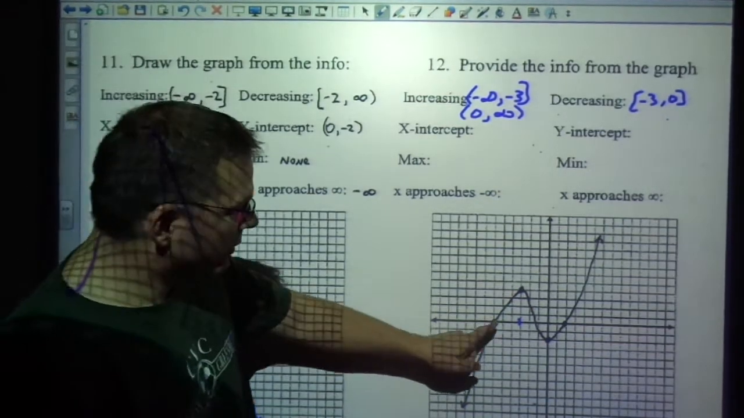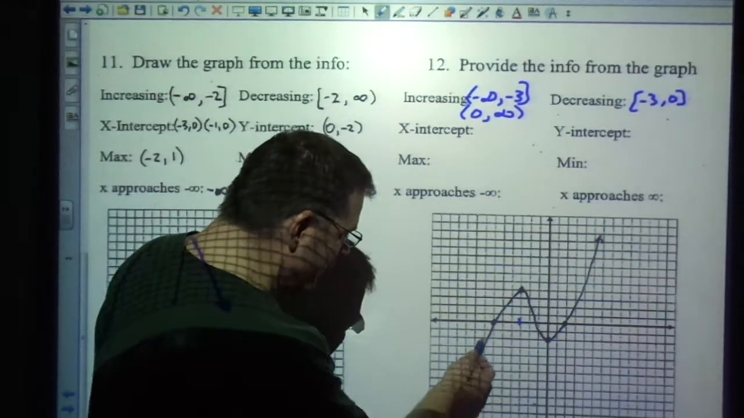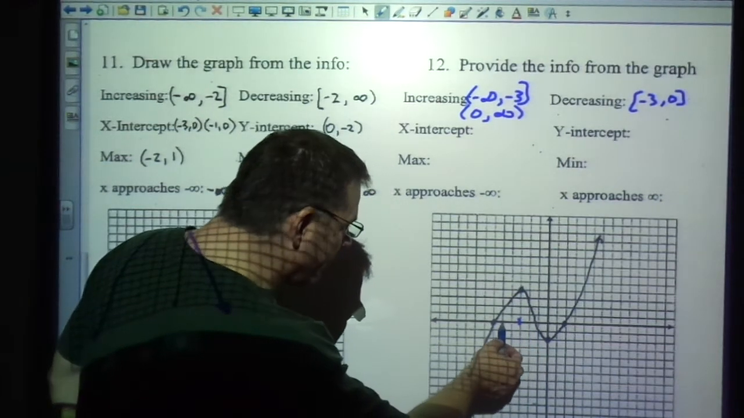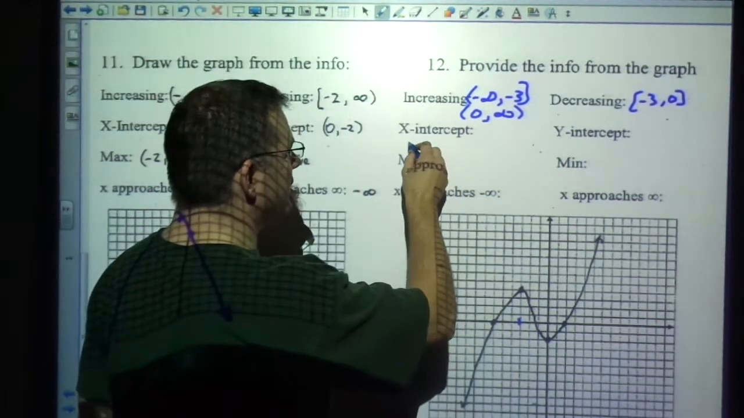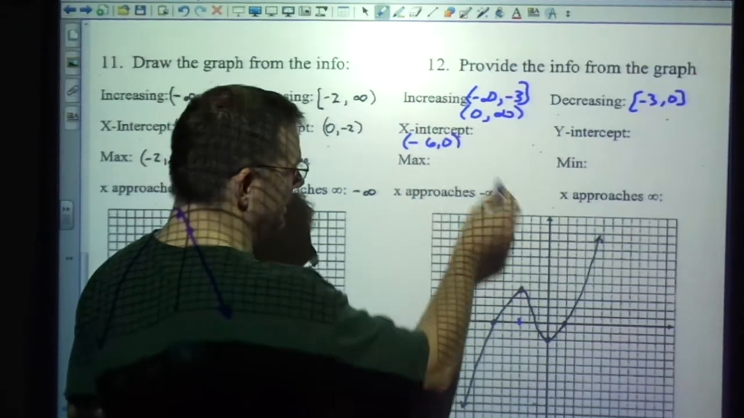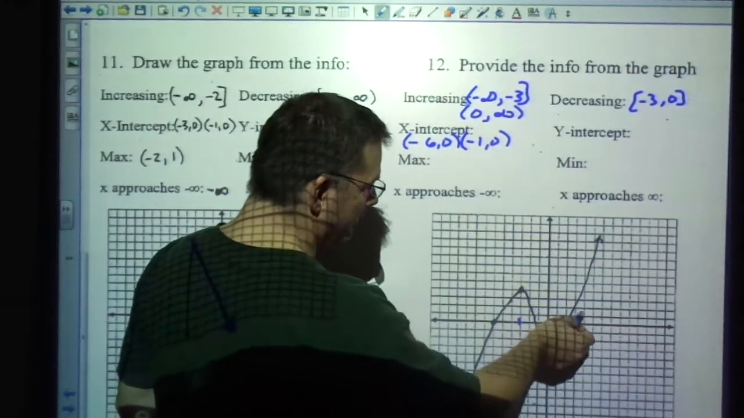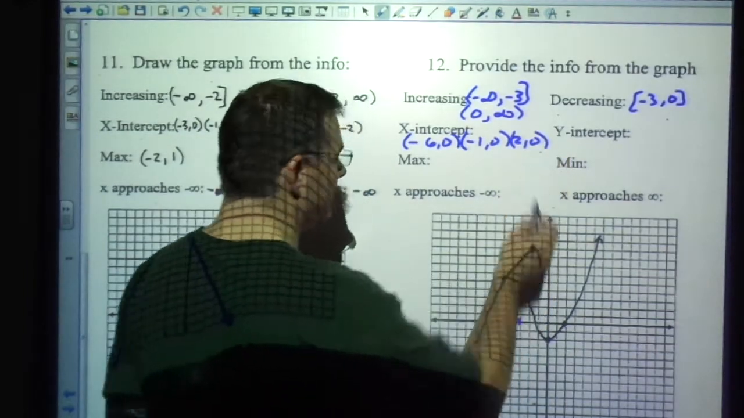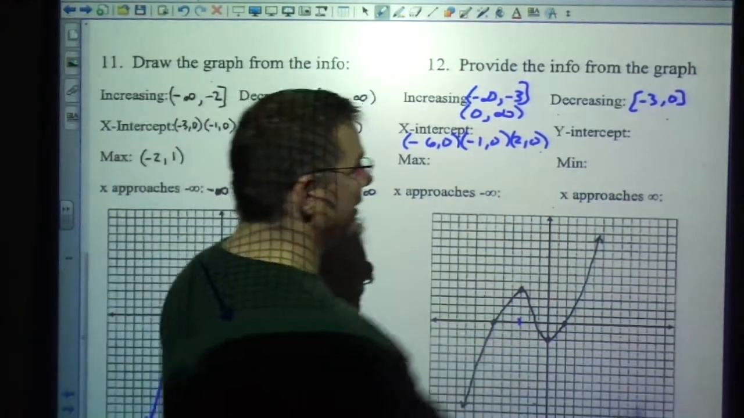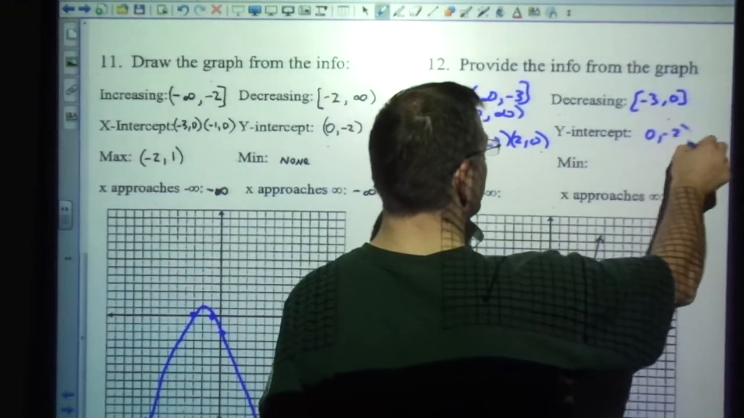Yes, it does. 1, 2, 3. This looks like 1, 2, 3, 4, 5, 6. This is negative 6, 0. It looks like it's about negative 1, 0. And positive 2, 0. Does it have any y-intercepts? Yes, 0, negative 2.